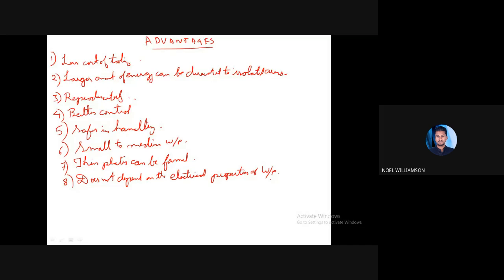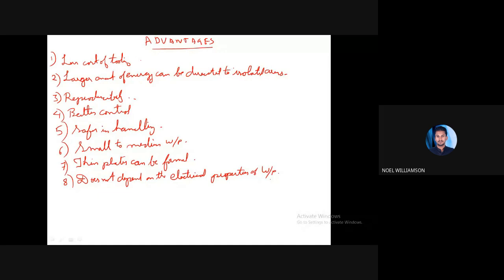In order to have piercing operations and all, a large amount of energy can be directed. And then reproducibility, that is another advantage. Then better control is possible for the pressure pulse because we are using the electrical mode and not the explosive mode. And then we have seen it is safer in handling compared to explosive materials. We are not using any explosive materials so that the system will be safe.